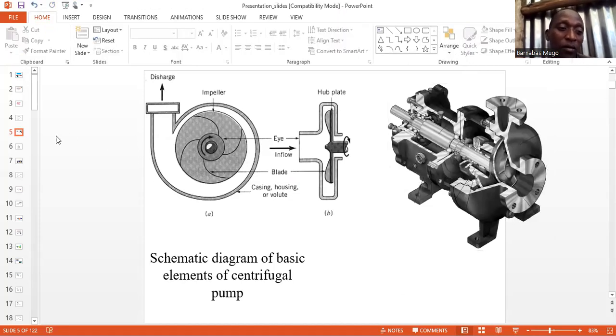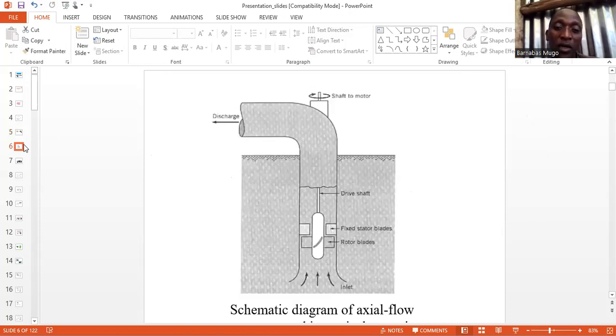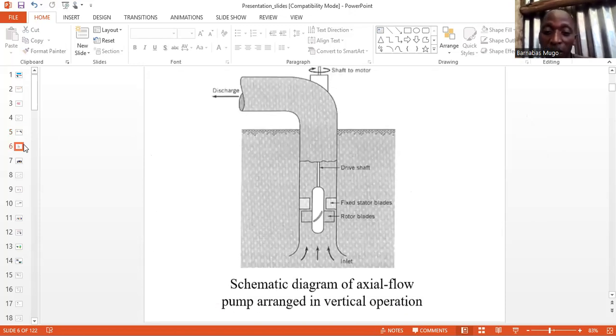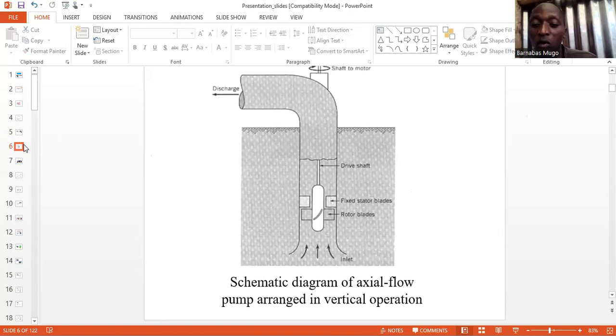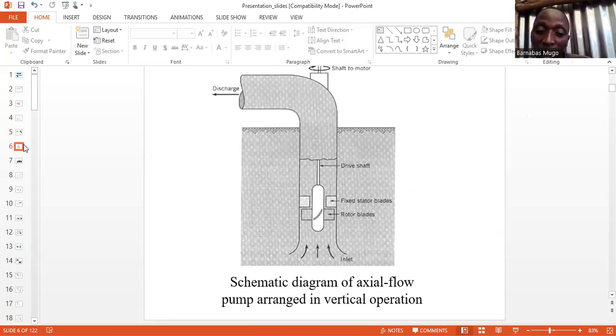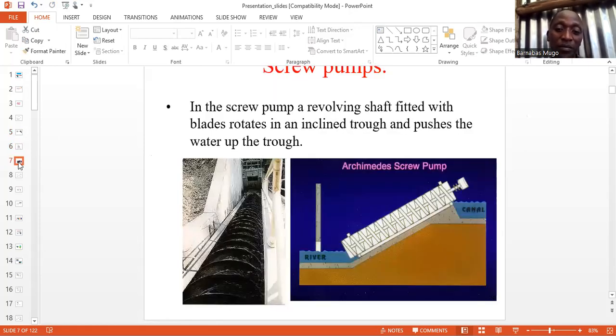Then from there, we need to discuss the schematic diagram of the axial pump. In the axial pump, the impeller is only moving up and down, and therefore water is coming in and out in the same direction. There is nothing much that we need to discuss there.